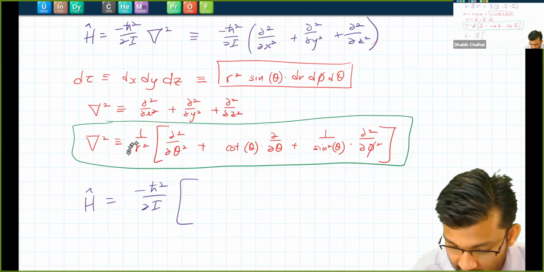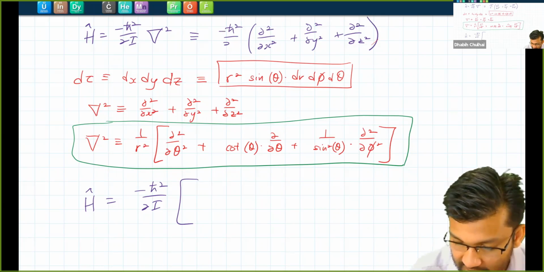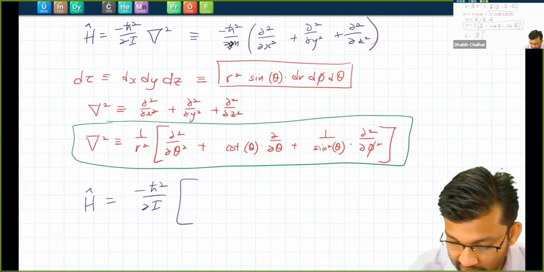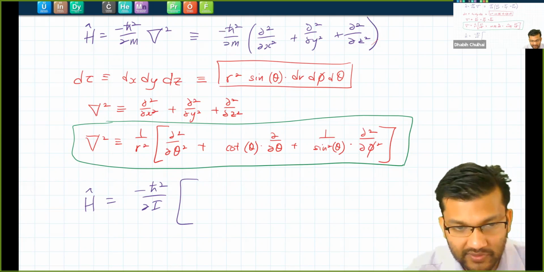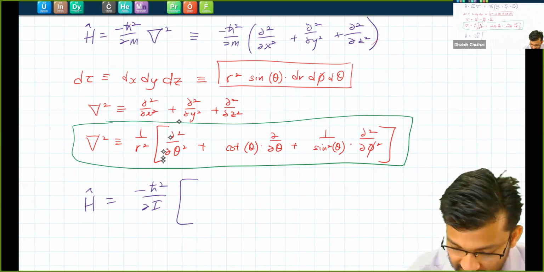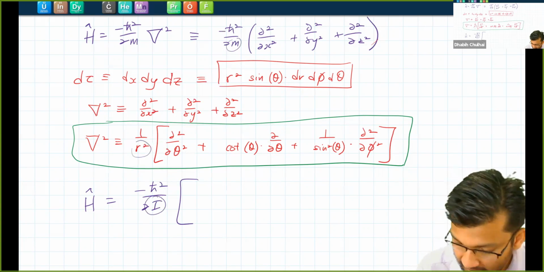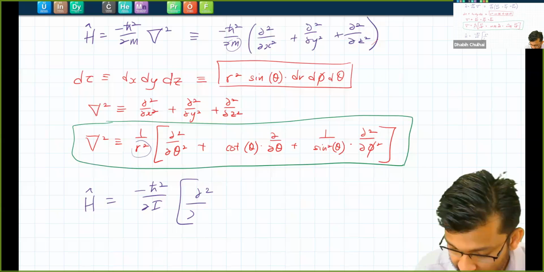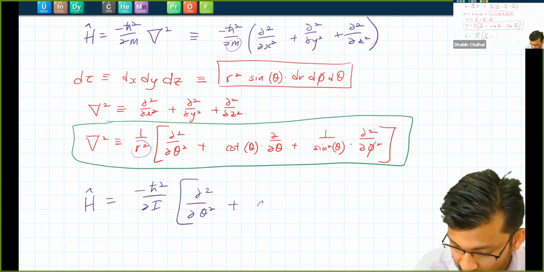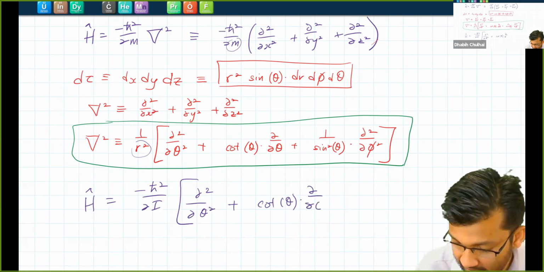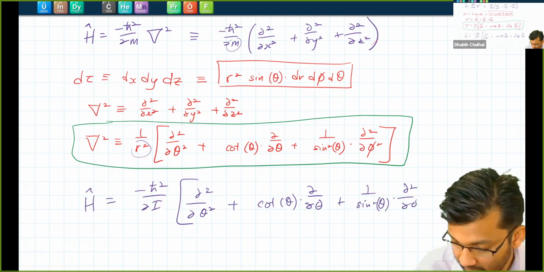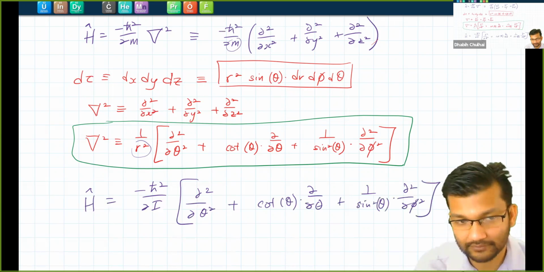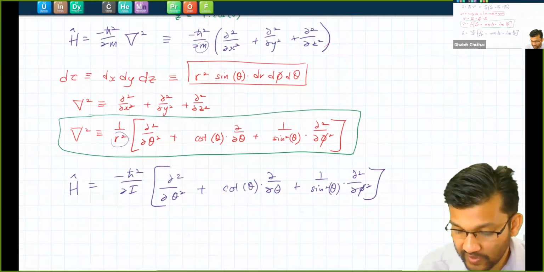Remember the r squared, sorry, this should be m up here. The r squared joins with the m. The I just comes when we switch to polar coordinates. The r squared joins with the m to give us the I outside here. So this r squared with this m gives us this I. And then everything else in the parentheses remains the same. D squared d theta squared plus cotangent of theta times d d theta plus 1 over sine squared theta d squared d phi squared. So that's where we live right now.